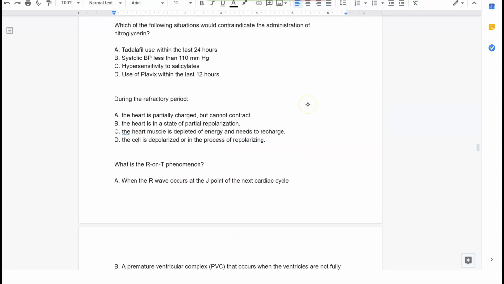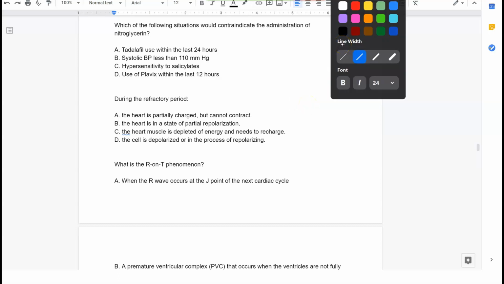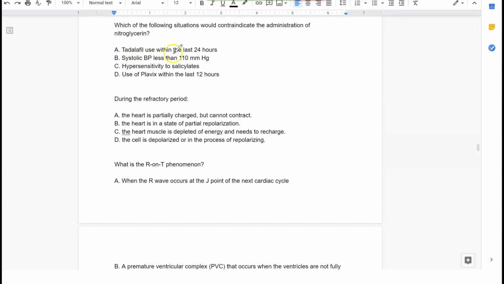Which of the following situations would contraindicate the administration of nitroglycerin? Tadalafil use within the last 24 hours. Maybe. I don't remember what tadalafil is, right? Maybe that's what... I'm not sure what this is. Systolic BP less than 110. Now we get to do nitro up to 100. Systolic BP of 100. Hypersensitivity to salicylates. No, that's aspirin. Doesn't have anything to do with nitroglycerin. Use of Plavix within the last 12 hours. No, that's fantastic. You should be having less of a heart attack. Tadalafil is one of your ED medications.